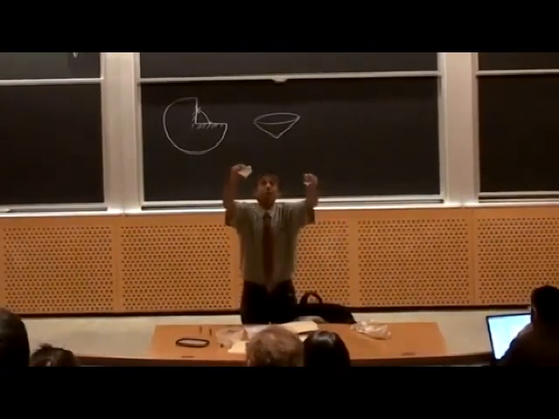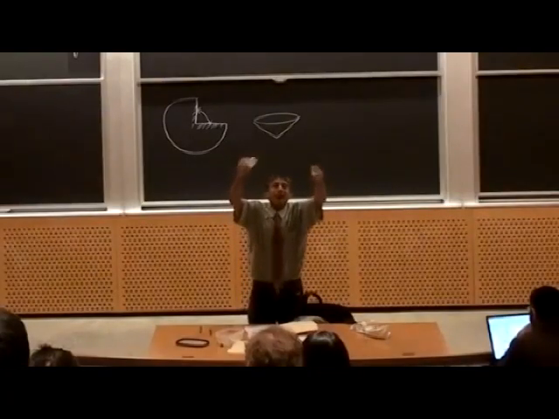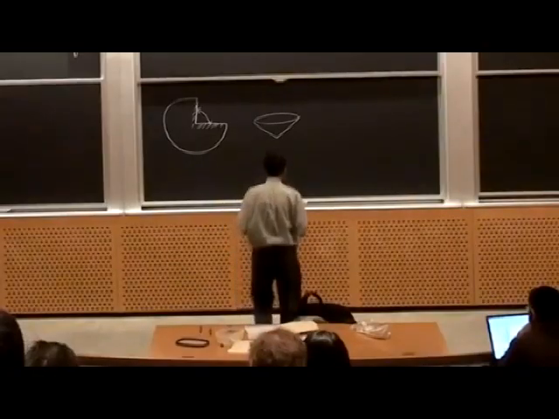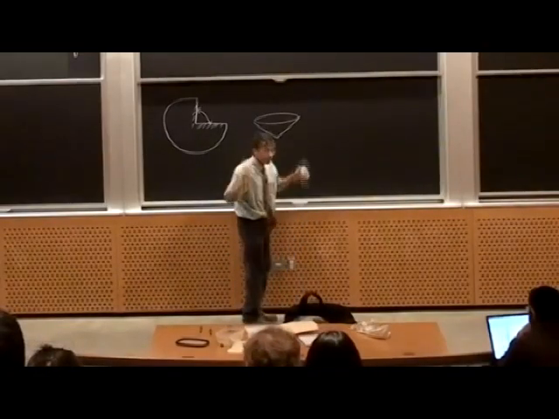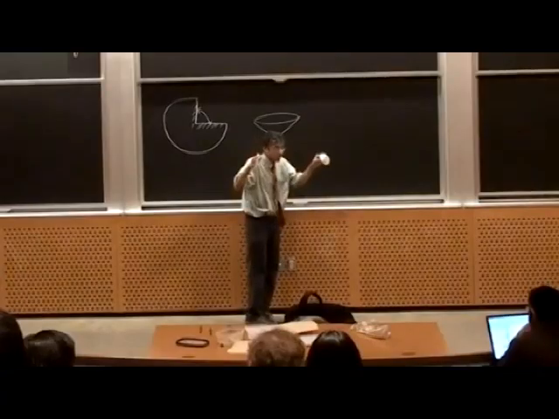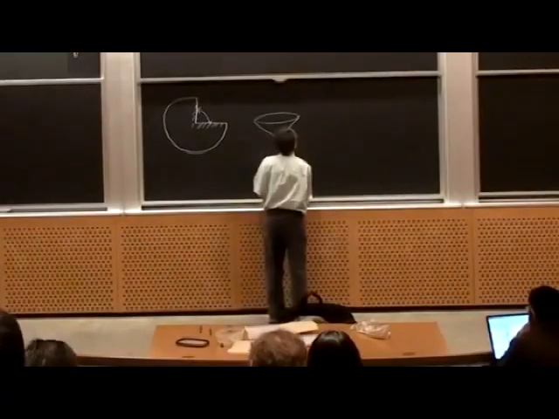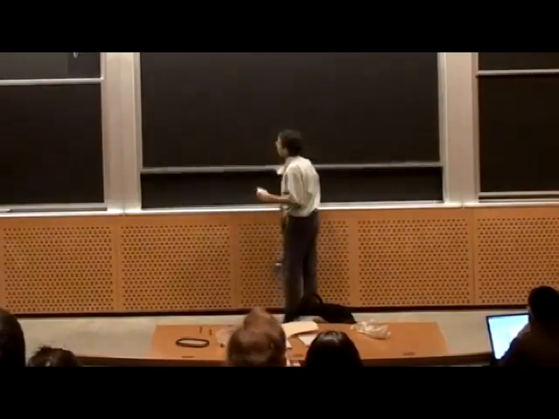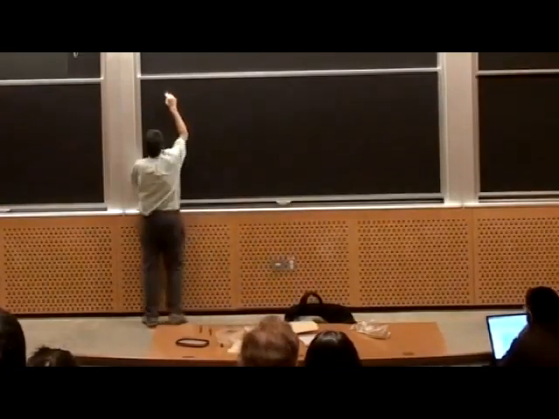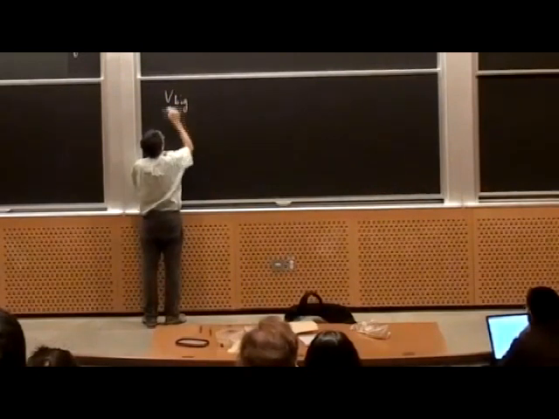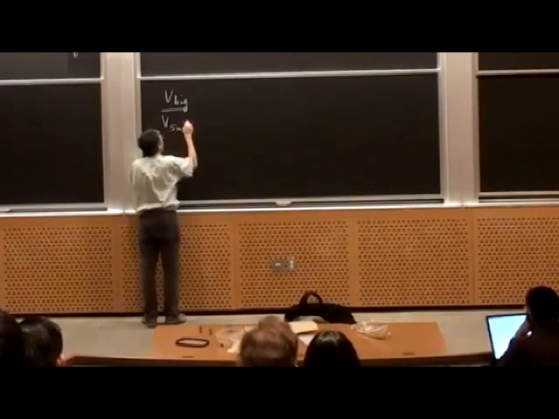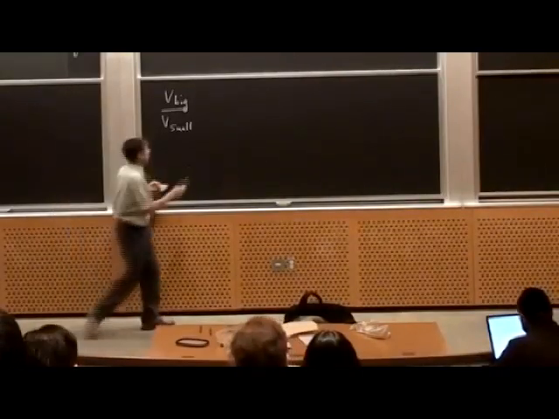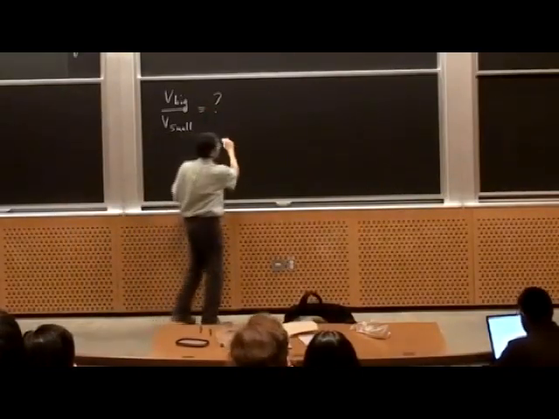The question is, which one has the higher terminal velocity, or are they about comparable? In particular, I'm going to drop them, and the question is, what's the ratio of their terminal velocities? So the ratio of the big cone's terminal velocity to the small cone's terminal velocity is equal to what?